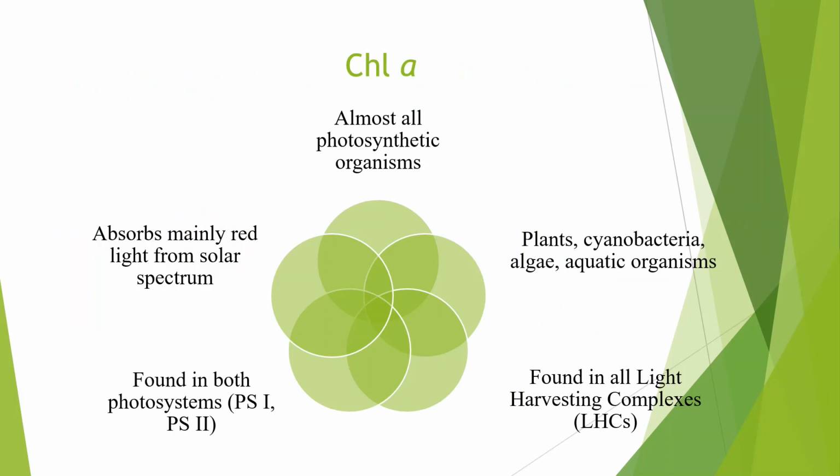Coming to the very first type, chlorophyll A, it is the most abundant type, found in almost all photosynthetic organisms, for example plants, aquatic organisms, algae, and cyanobacteria. Also, it is found in all the light harvesting complexes and in both the reaction centers of photosystem 1 and photosystem 2. Regarding its absorption, it is responsible for the absorption of red light from the solar spectrum. Earlier, chlorophyll A was known as chlorophyll alpha, and later on the name was changed to chlorophyll A.